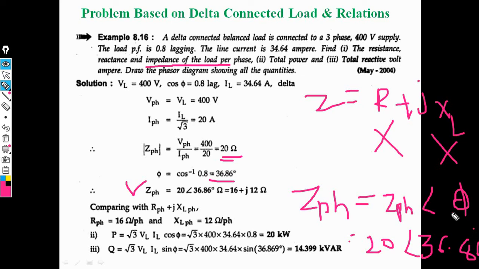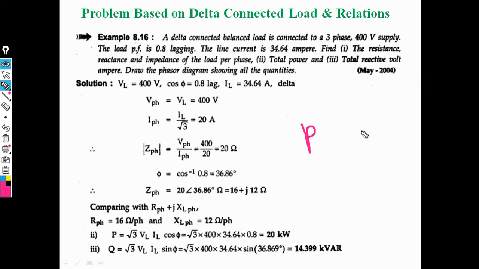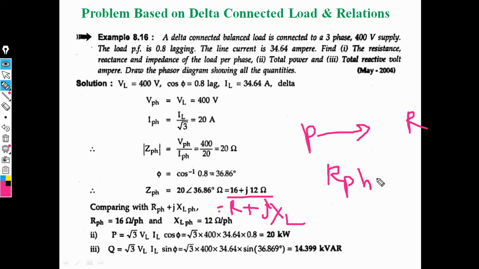Then this polar form is converted into rectangular form, that is polar to rectangular form. Then we obtain R plus jXL, that is RPH is equal to 16 ohm per phase, and XL PH is equal to 12 ohm per phase.